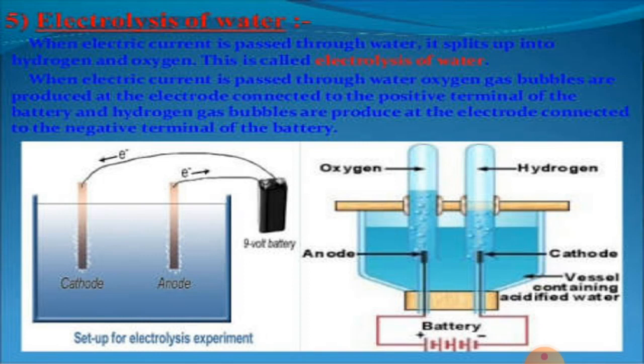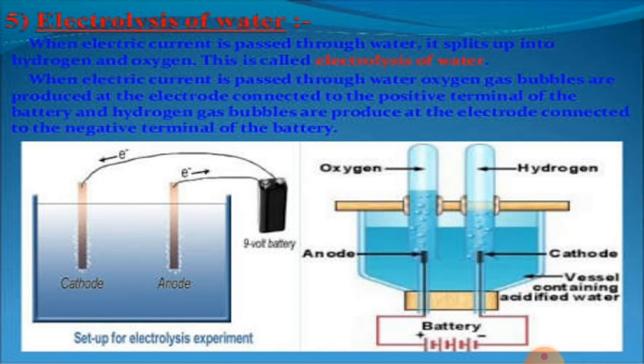So the cell in which the electrolysis of water takes place is known as the electrolytic cell, and it mainly consists of two carbon electrodes, one of which is connected to the positive terminal of the battery and the other to the negative terminal. The electrode connected to the positive terminal of the battery is known as the anode, and the electrode connected to the negative terminal is known as the cathode. So this electrolytic cell consists of an electrolytic solution, a cell or battery, and two electrodes, cathode and anode.